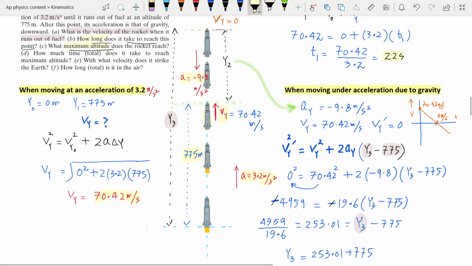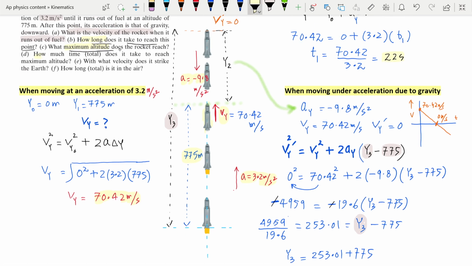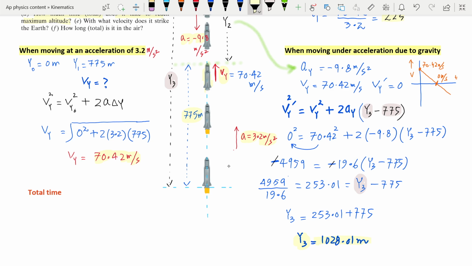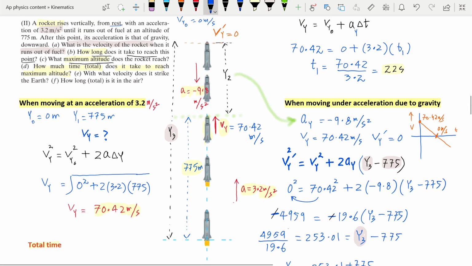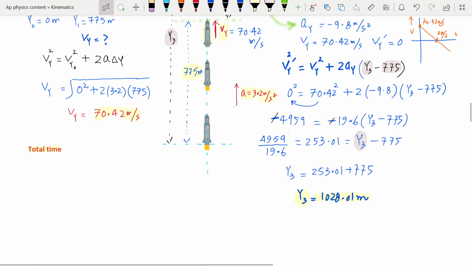Okay, now our next question is, how much time does it take to reach maximum altitude? Okay students, to find the total time, once again don't forget that it's a two segment motion in which one acceleration is 3.2, and the other acceleration is negative g. So we have to calculate the times in the different segments. The total time will be t1 plus t2. t1 is the time during which it was accelerating.